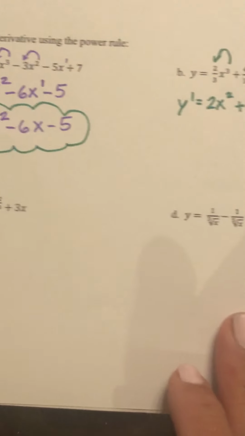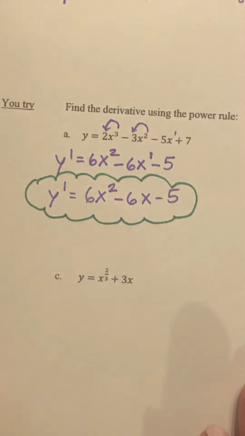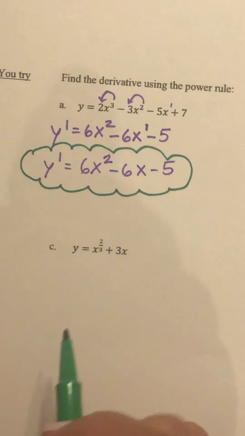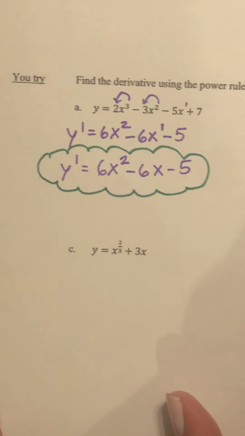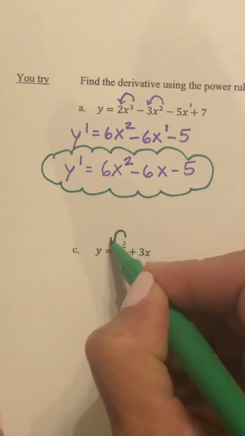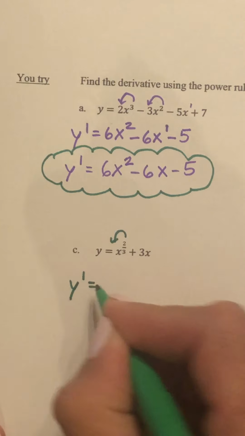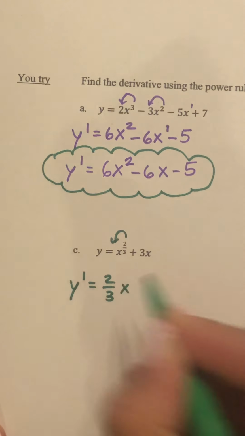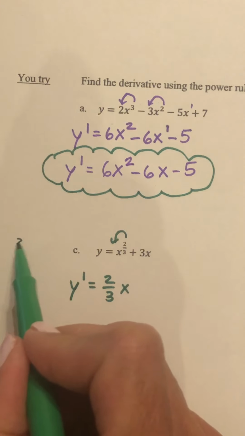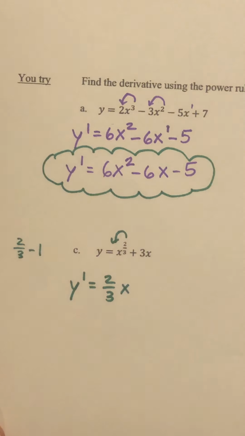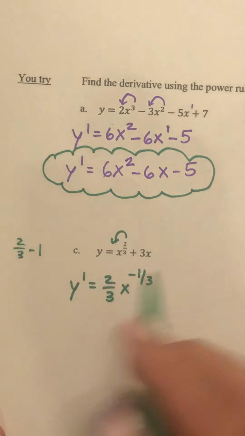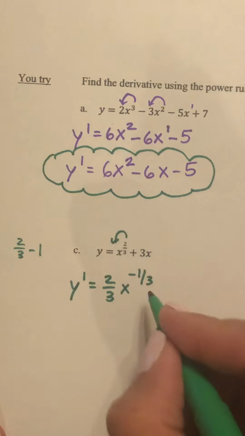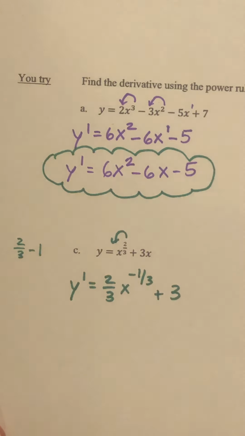Okay, ready? Letter C. What's ugly with letter C? Let's check it out. Actually, it's not too bad. It's just annoying. So I'm going to take that 2/3 and drop it in front. So y prime equals 2/3 x. Now, what's annoying? The fraction. So 2/3 minus 1. 2/3 minus 3/3. That's a negative 1/3. So you have negative 1/3 as your power. And remember, when you just have an x here, it just becomes plus 3, whatever the coefficient is.